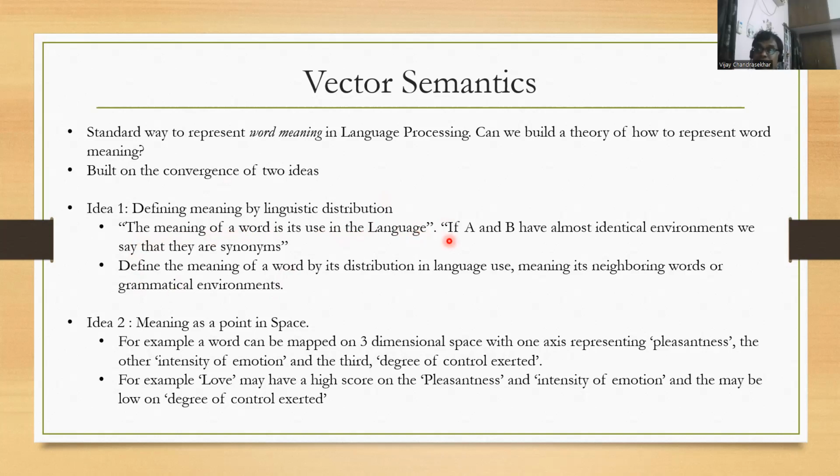So which means if A and B have almost identical environments, அதாவது you use the words A and B in a very, very similar setup, which means all the rest of the words remain same, let's say, and just A and B changes, then we can categorically say that A and B are synonyms. Correct? And that's how we learn language.